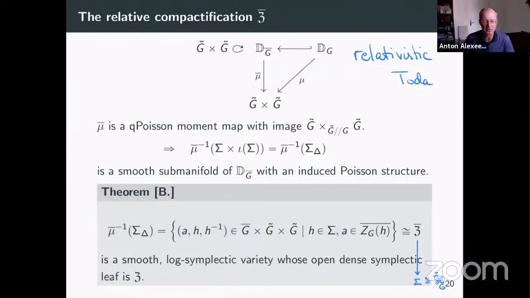Thank you. Maybe another related question. Is it already on the arXiv? Yes, it's already on the arXiv, and it has the same title as the title of this talk.